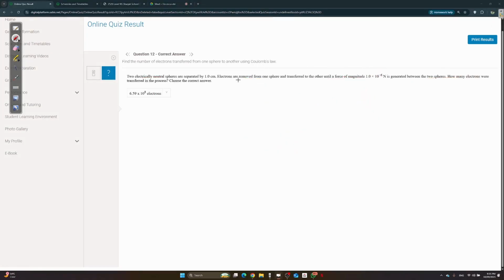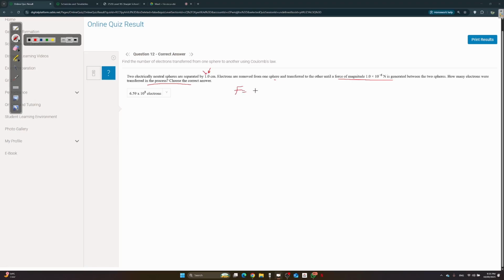Question 12. Two identical neutral spheres are separated by 1 centimeter. Electrons are removed from one sphere and transferred to the other until a force of this is generated between the two spheres. How many electrons were transferred in the process? So, again, we have a force being produced. We have something to do with charges. We have the distance. So which formula am I going to be using?